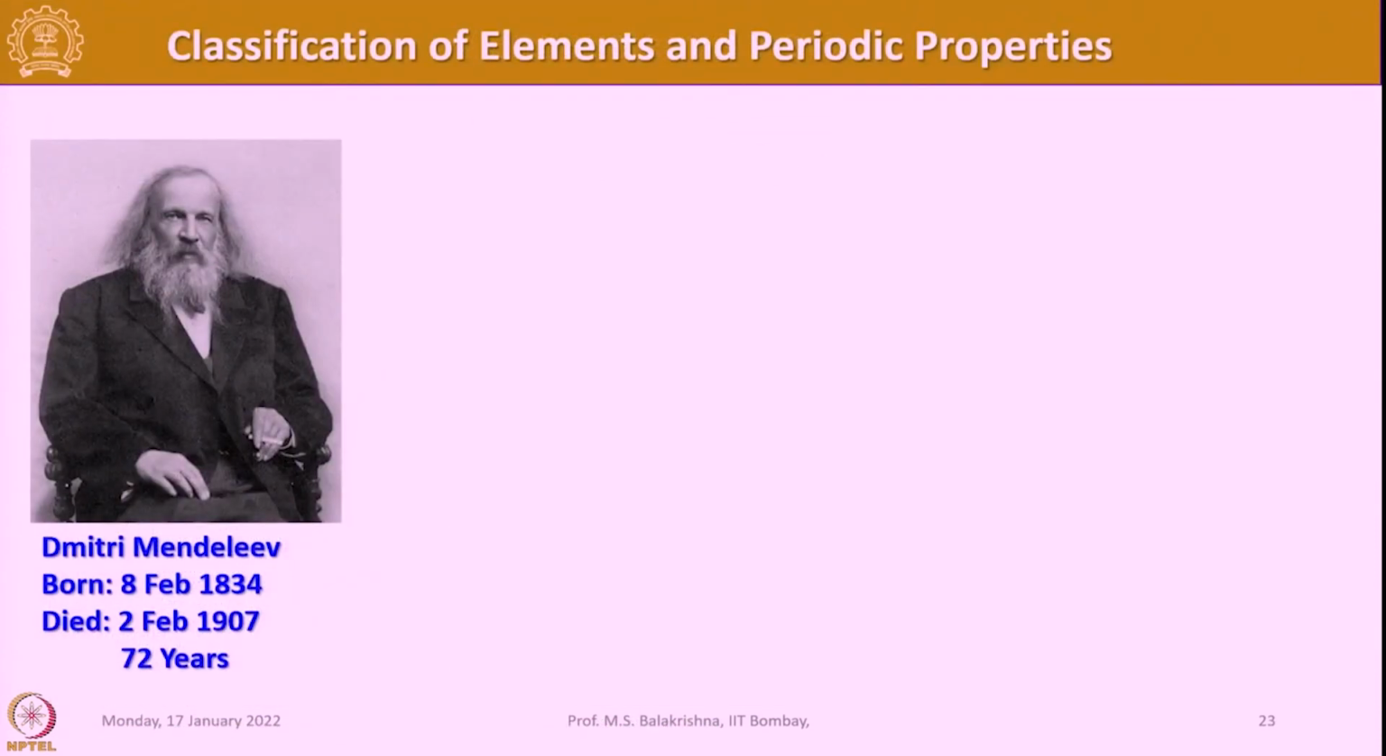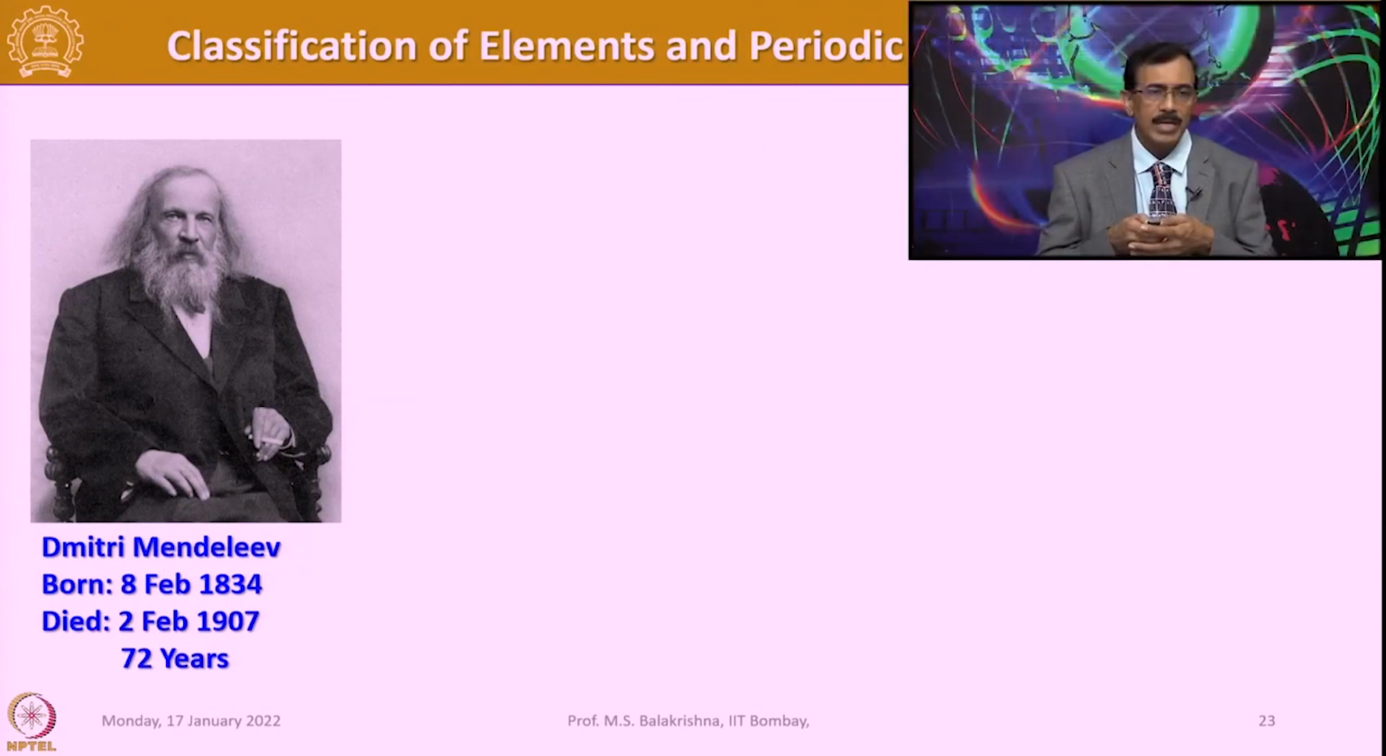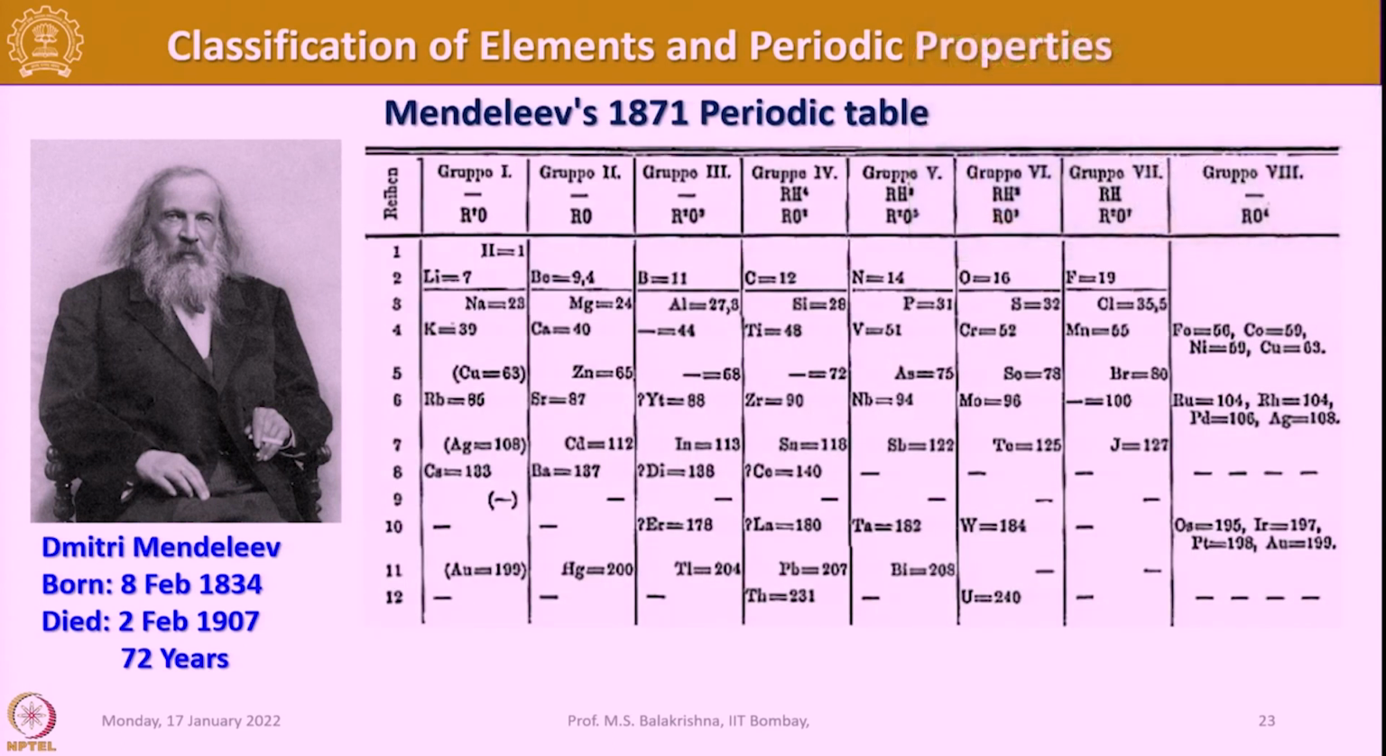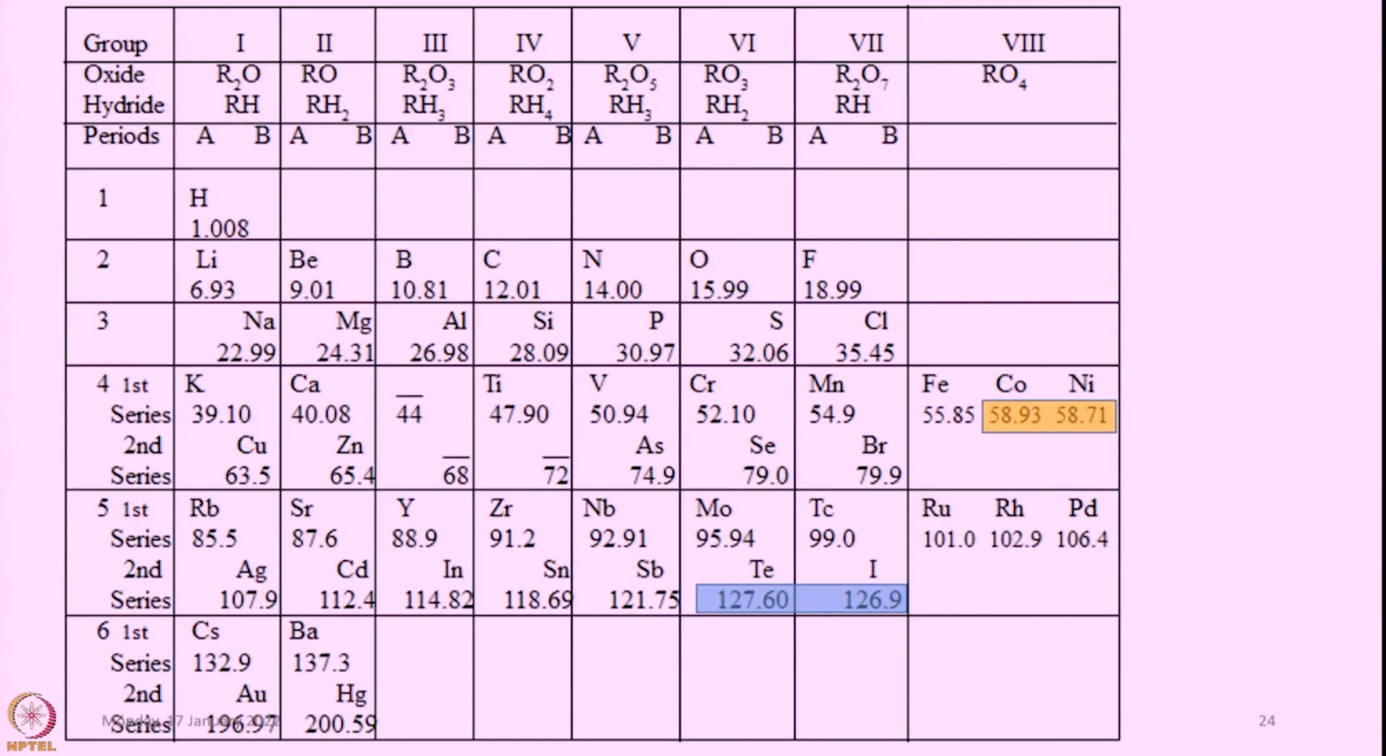So, he was born on 8th February 1834 and he died on 2nd February 1907, living a complete 72 years of life, and this is the periodic table that he published in 1871. So, you can see here, as I had mentioned earlier, tellurium has a little more atomic weight compared to iodine. However, he placed tellurium along with chalcogens and iodine along with halogens, and you can also see the difference in the atomic weight between cobalt and nickel. Cobalt shows slightly higher atomic weight compared to nickel.